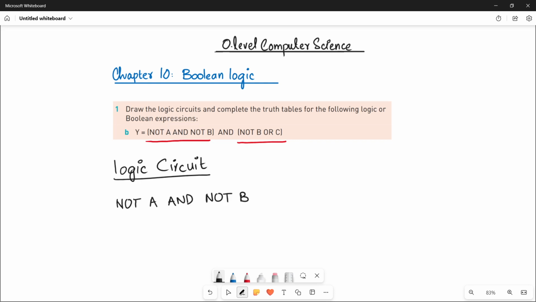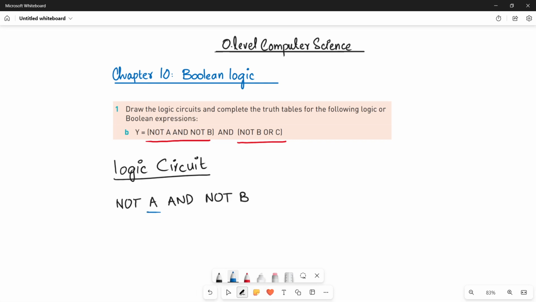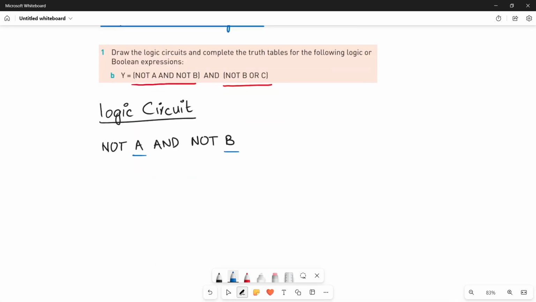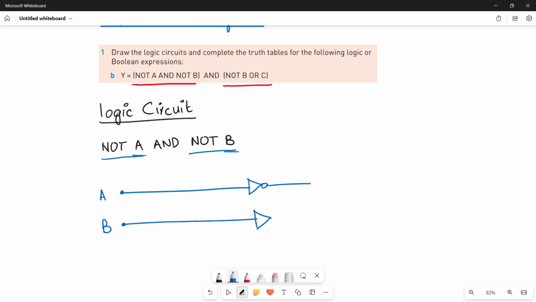The input variables that we have are A and B. So I will be making two lines. This is your input A and this is going to be your input B. Now look at this. A is written as NOT A and B is also written as NOT B. It means that both of these input values are going through an inverter so that they become NOT A and NOT B.